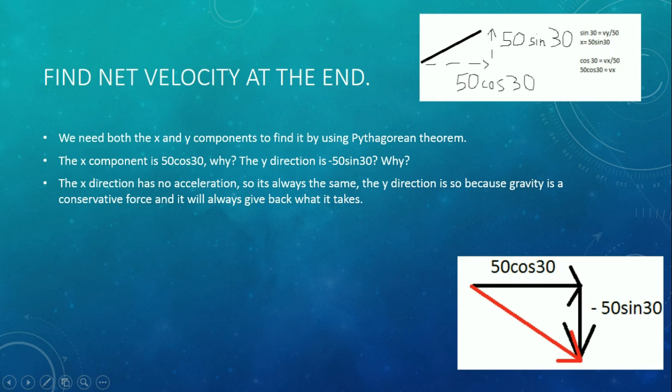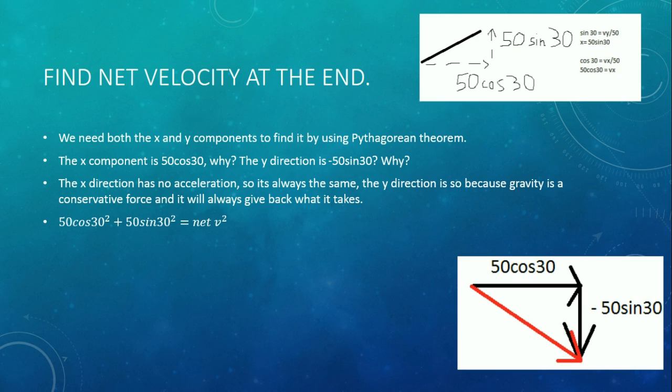In the y direction, since gravity is conservative, say it with me, gravity is a conservative force, it gives back what it takes. But it gives it back in the opposite direction. So it pretty much fights against it. So gravity will flip it upside down. So instead of going upwards at the same speed, it'll go downwards at the same speed. So it's negative 50 sine of 30 instead of positive. So gravity is a conservative force. That's why the y is exactly opposite.